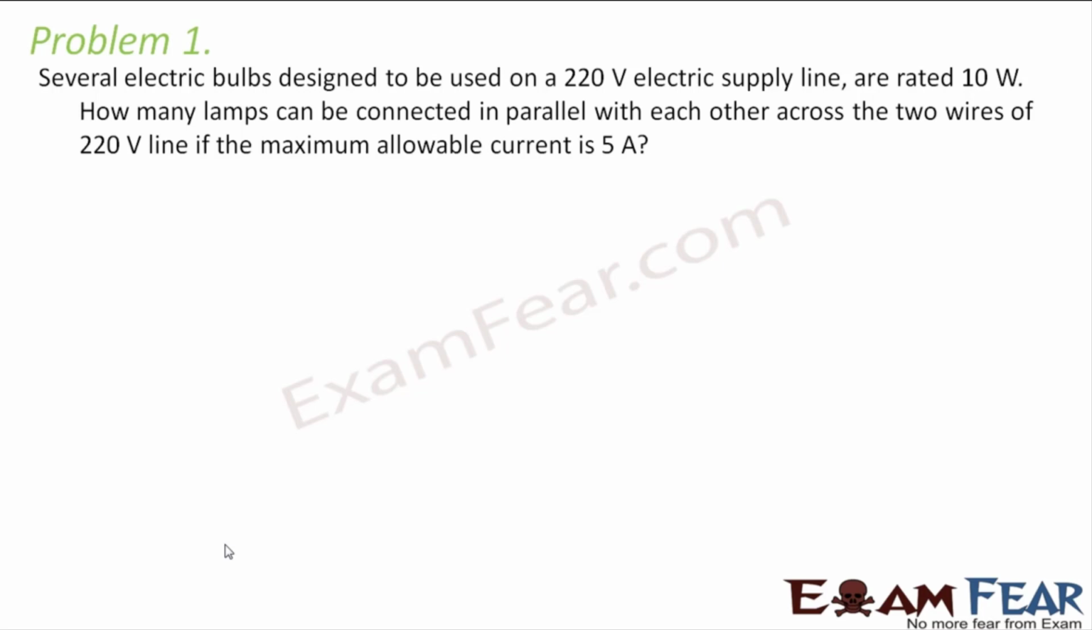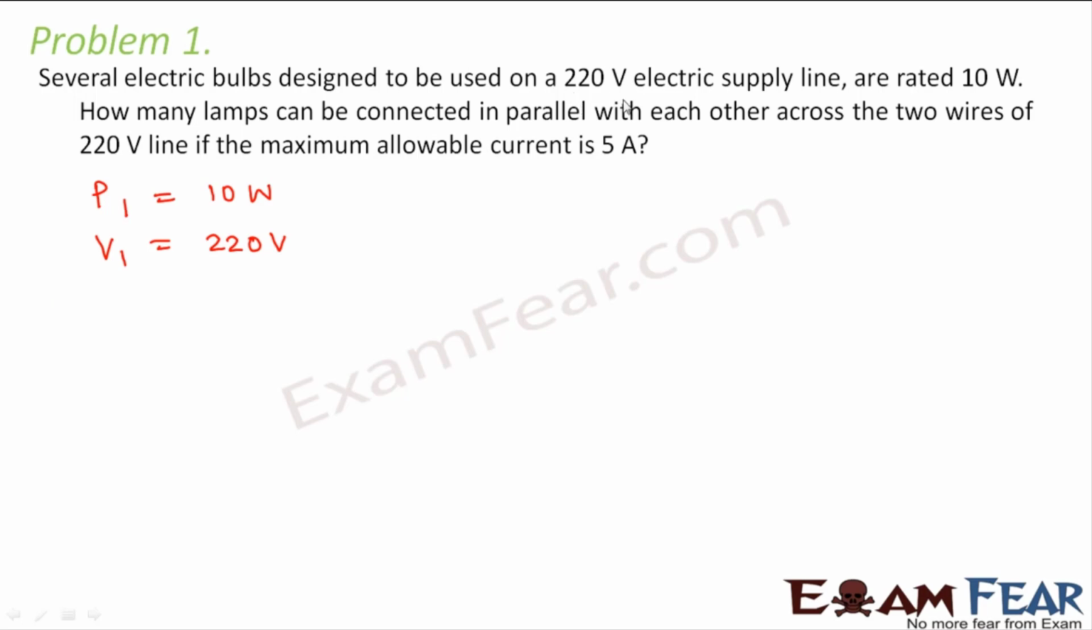It says, several electric bulbs designed to be used on a 220 volts electric supply line are rated as 10 watts. How many lamps can be connected in parallel with each other across the two wires of 220 volts if the maximum allowable current is 5 amperes? So in this case, the bulb is rated as 10 watts. That means the power is 10 watts. And what is the supply line? That means what is the potential difference from the source? That is 220 volts.